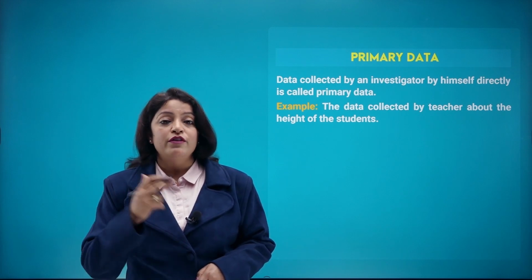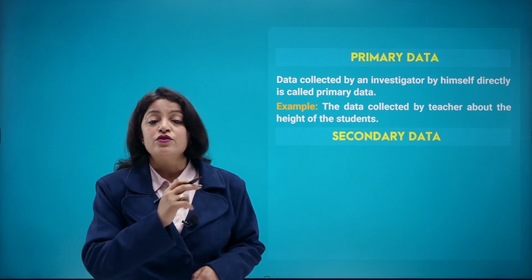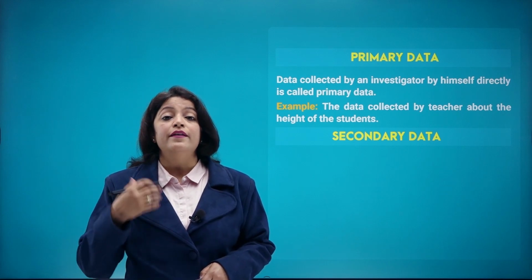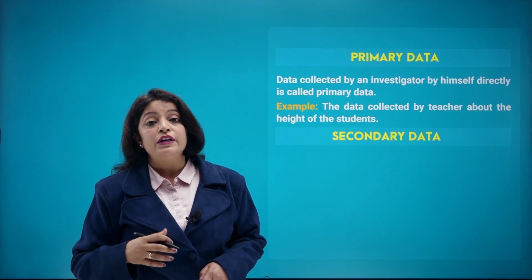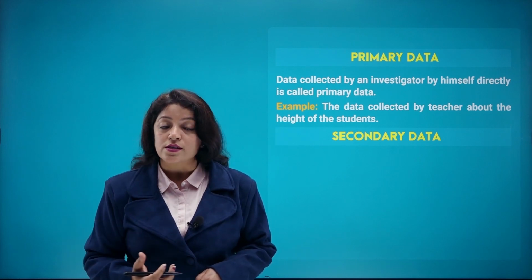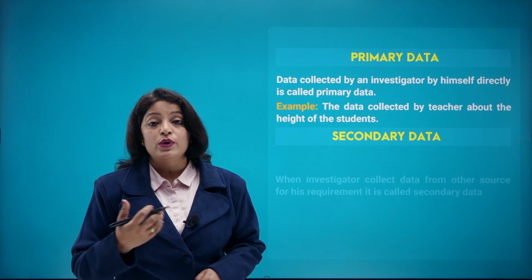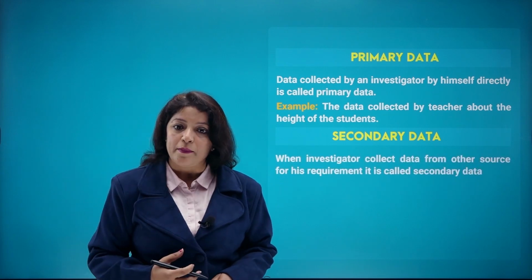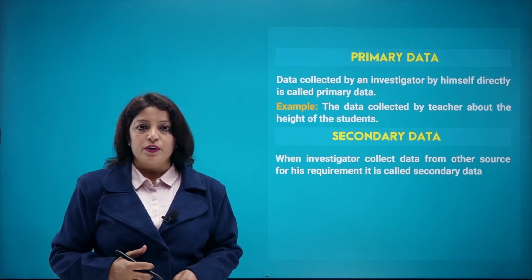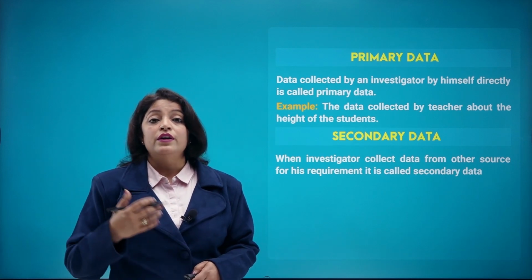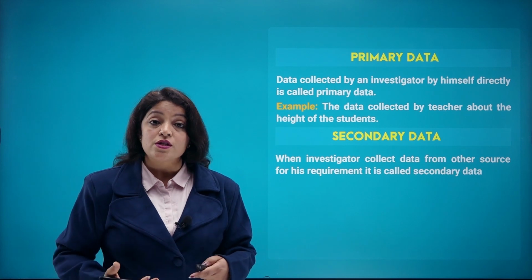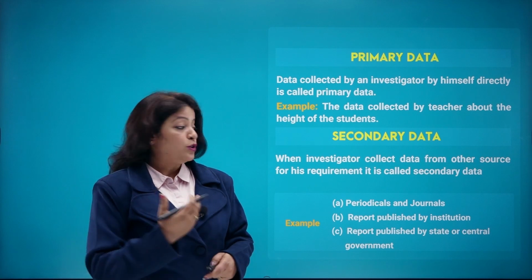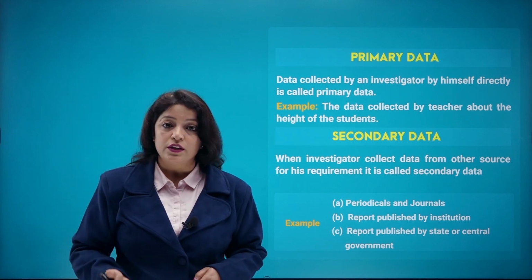And we have another type of data which is called secondary data. So, just the opposite of primary data, if it is not collected directly by the person, but is taken from some other sources, right? For example, when an investigator collects data from other sources for his requirement, it is called secondary data. Like you must have seen, the government publishes its journals, some publications are there, some periodicals are there, some reports are there, okay.